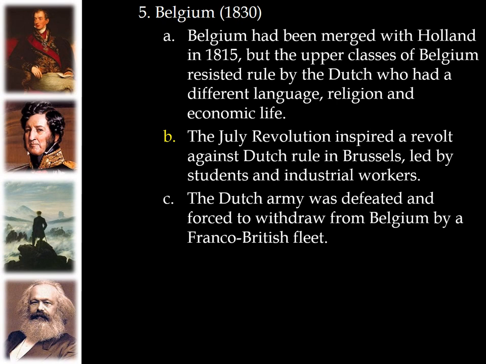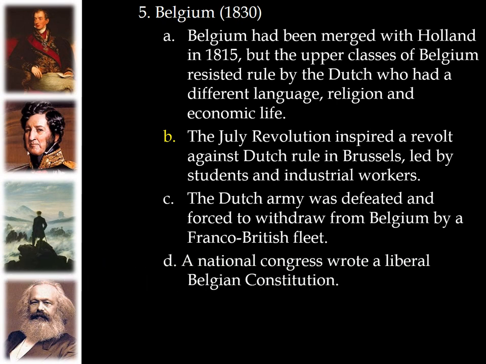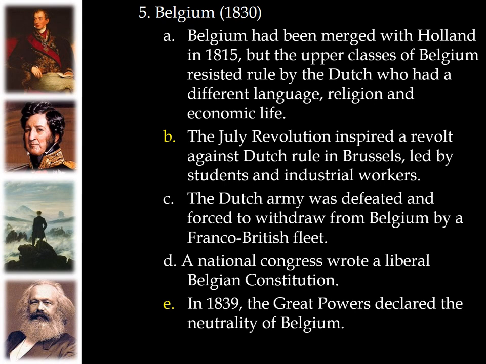The Dutch army, however, was defeated and forced to withdraw from Belgium by a Franco-British fleet as part of the Concert of Europe. A national congress wrote a liberal Belgian constitution, however. In 1839, the great powers declared the neutrality of Belgium, and ultimately, Belgium will be able to become its own free state.